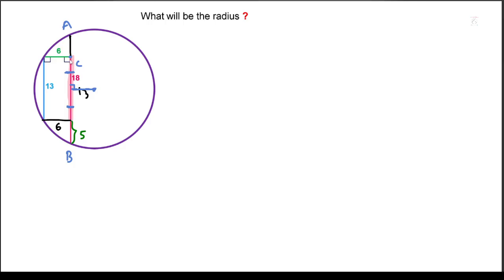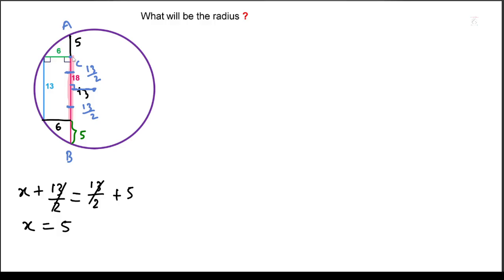So this portion will be 13 by 2, this portion also becomes 13 by 2, and this we already know is 5. We don't know this length x. Since this perpendicular bisector divides the chord into two equal halves, x plus 13 by 2 will be equal to 13 by 2 plus 5. If we subtract 13 by 2 from both sides, it becomes 0, so x is equal to 5. So x is 5, and this is the proof also that this bisects the chord into two equal halves.